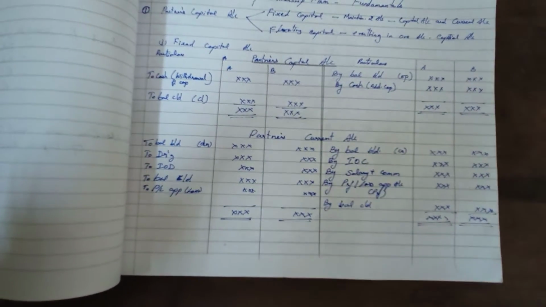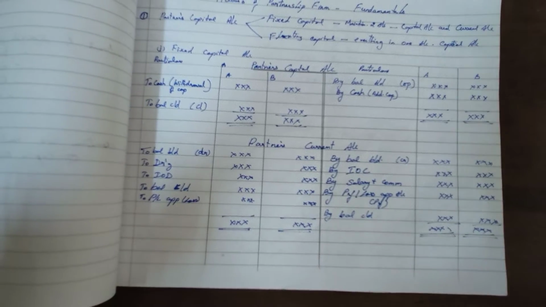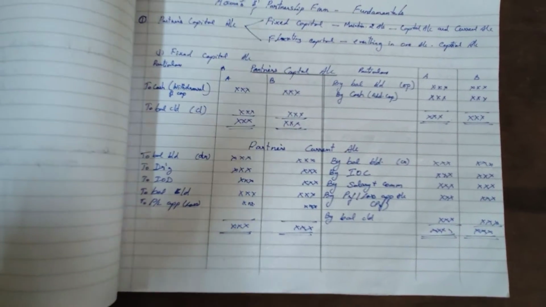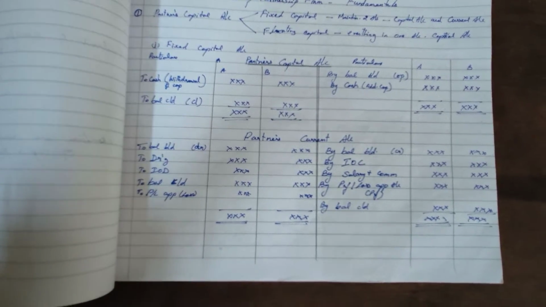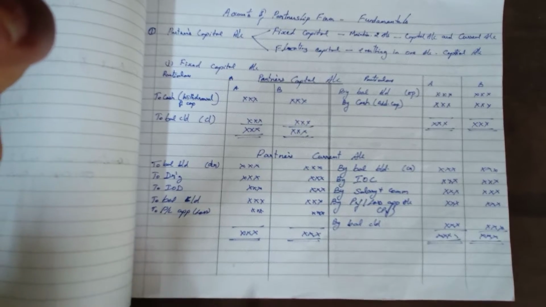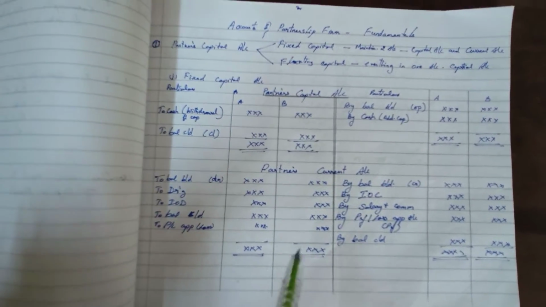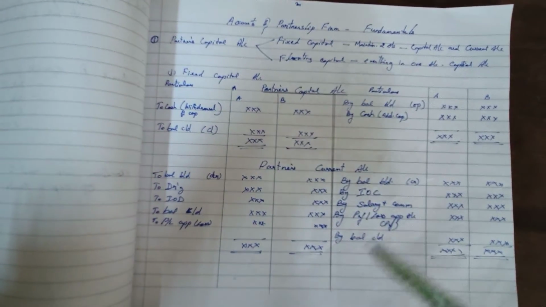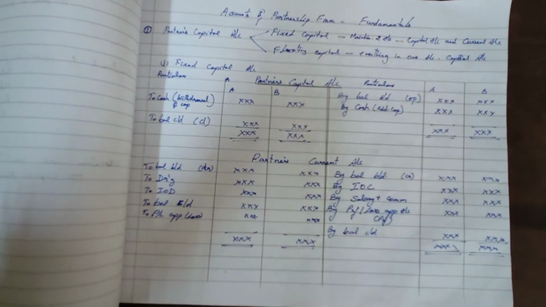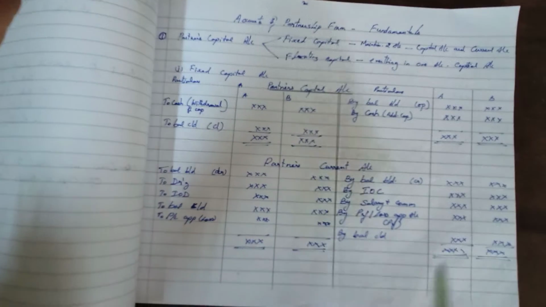Okay, so usually in a single entry, we will have trading, P&L, and balance sheet. In partnership one more thing is extra, that is the partners capital account. This account tells you how they are going to share the profits and various other things like salary, IOD, IOC, everything is going to be dealt here.